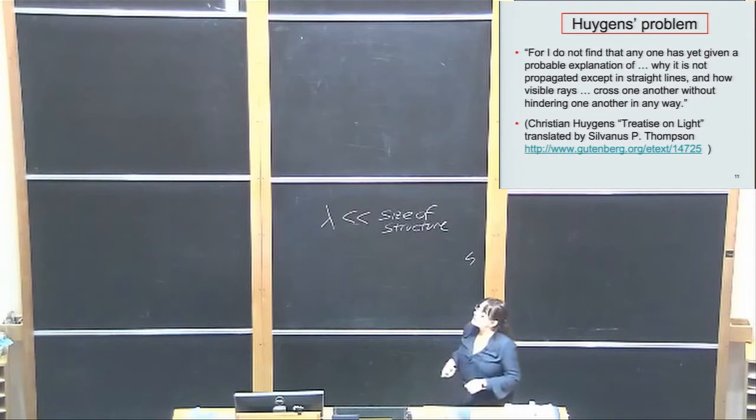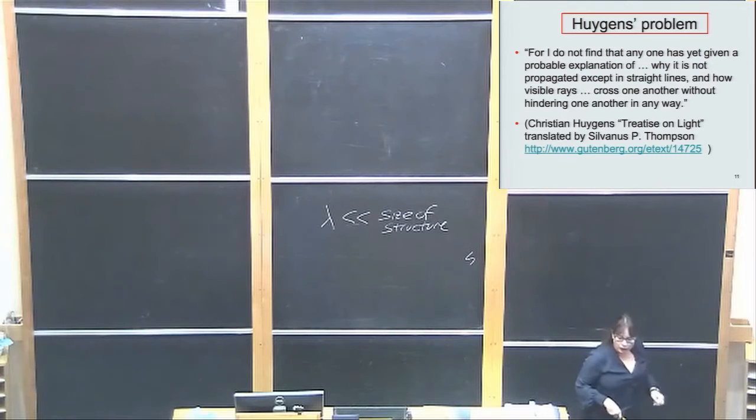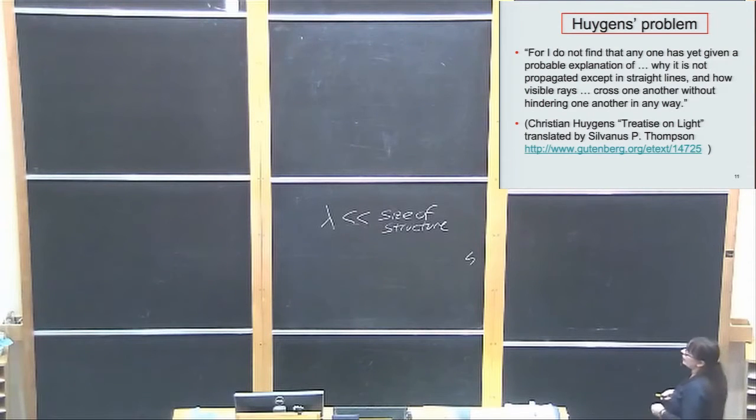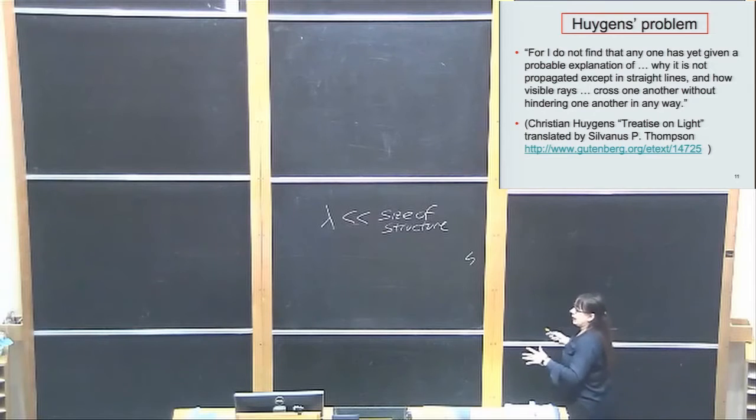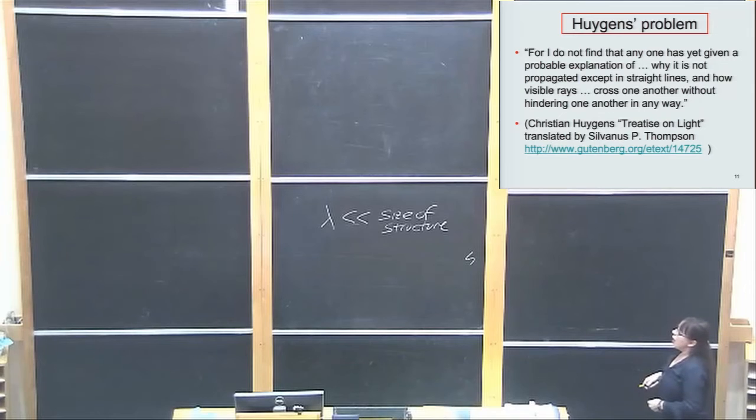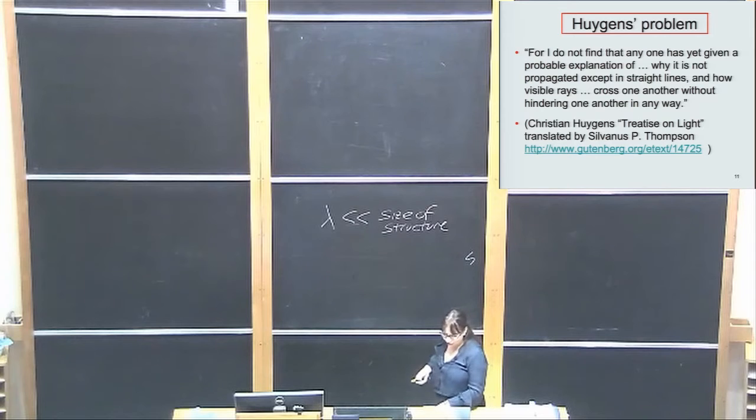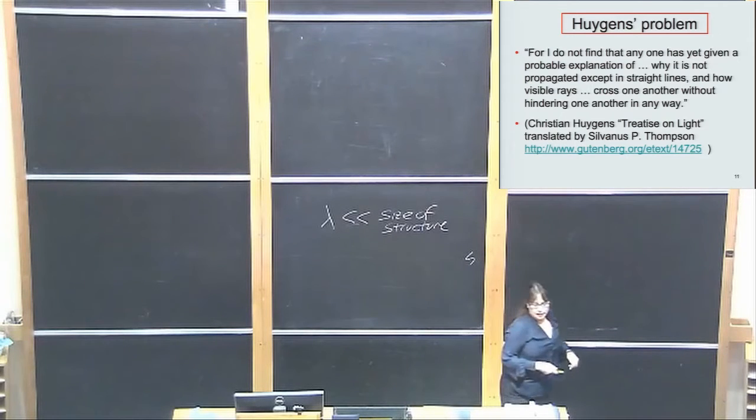Okay, so at the same time as Newton, along came Christian Huygens as well, and in 1690, I think, he made this key statement in his treatise on light, and he said, "For I do not find that anyone has yet given a probable explanation of why light is not propagated except in straight lines, and how visible rays can cross each other without hindering one another in any way." So he's basically saying, I don't think anyone's explained these problems that I've just told you about, these two issues, but I think I have found an explanation. That's what he's saying. Okay, so what did Huygens say?